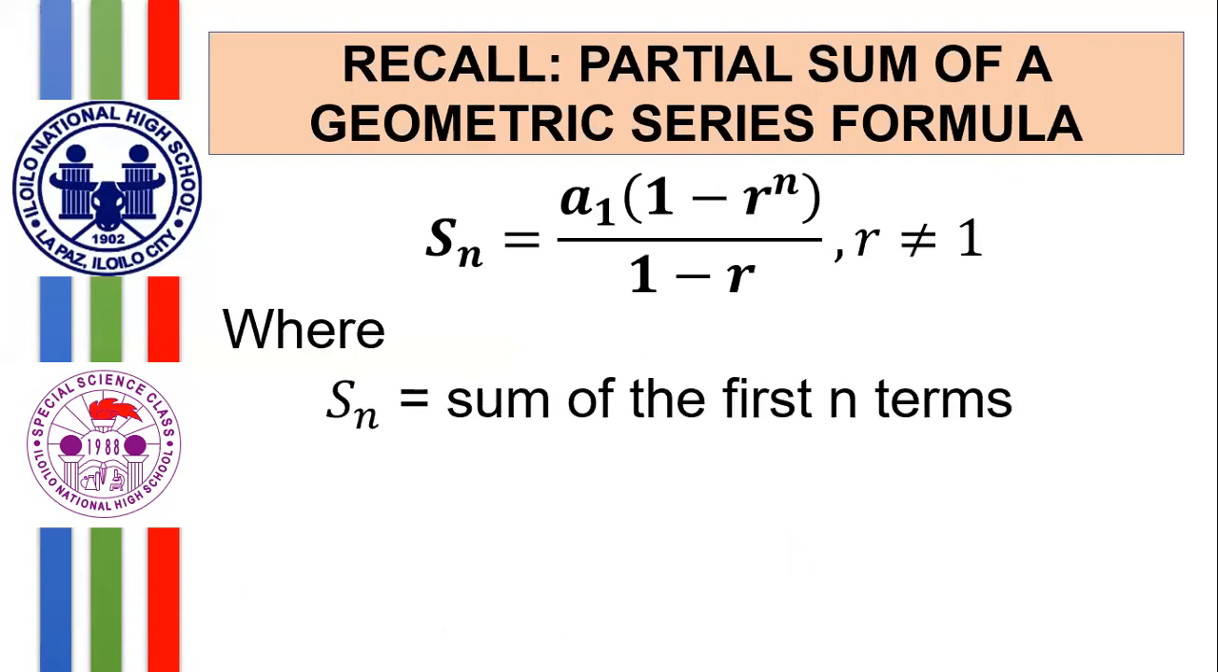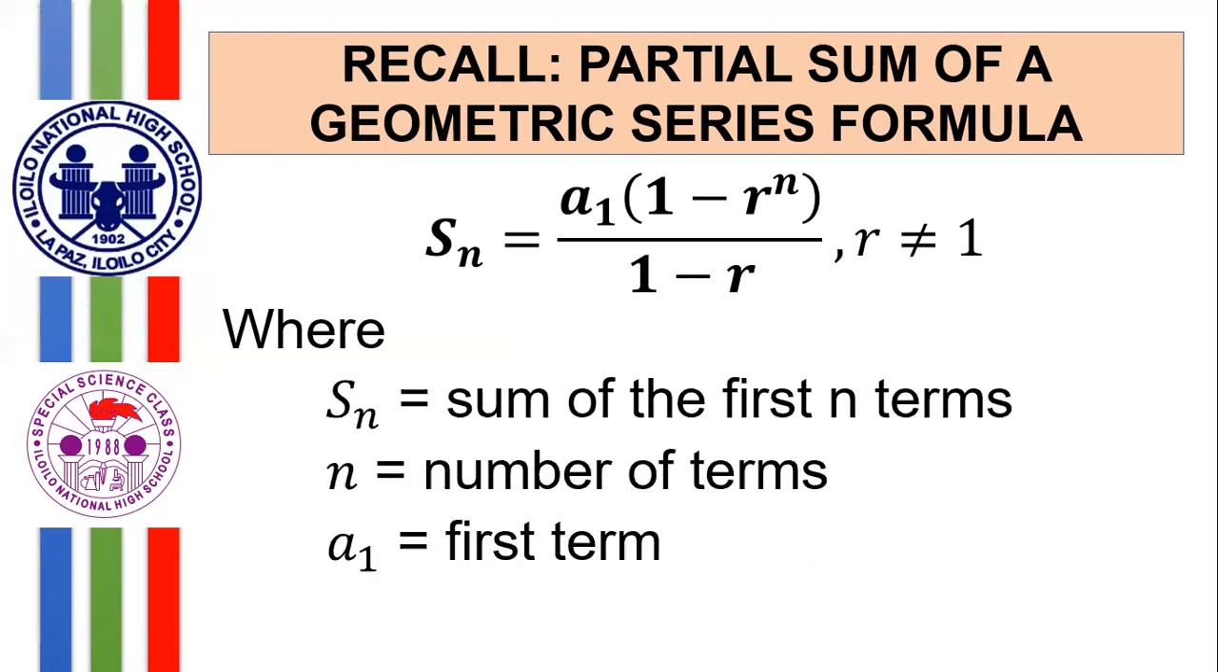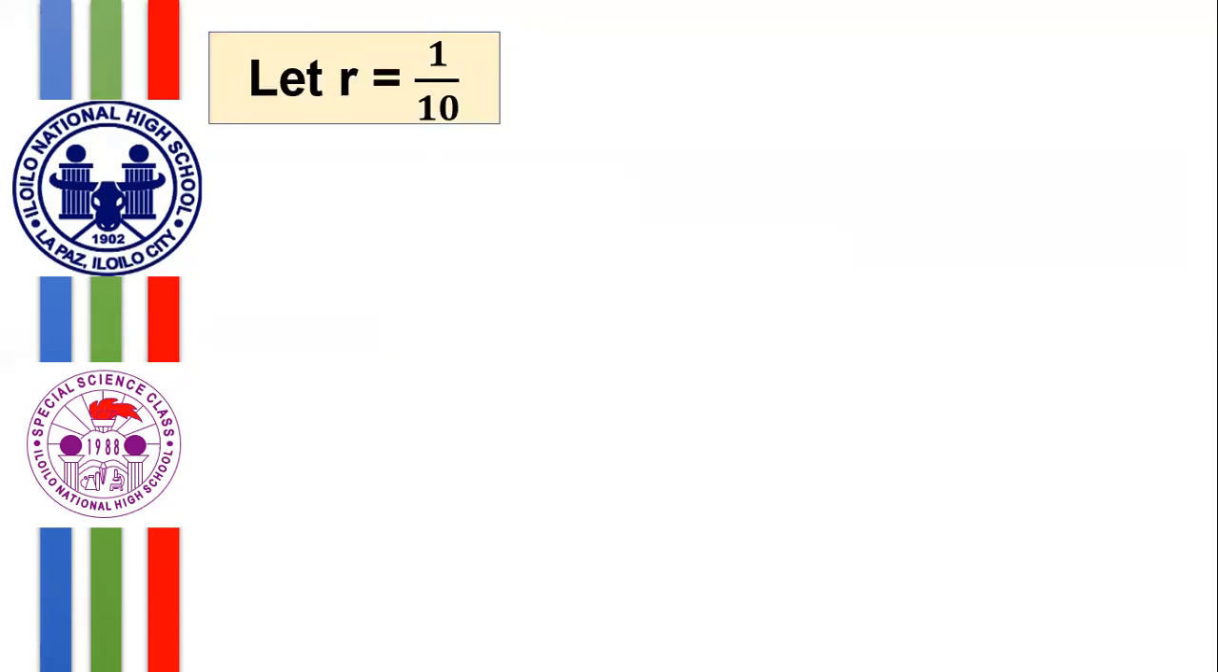Where S sub n is the sum of the first n terms, n is the number of terms, a sub 1 is the first term, and r is the common ratio, but again, not equal to 1. And this is only applicable for finite series. Now, how about if we have infinite series? Or for the meantime, how about if our common ratio has an absolute value which is between 0 and 1? For example, without loss of generality, let's say I let my common ratio be 1/10.